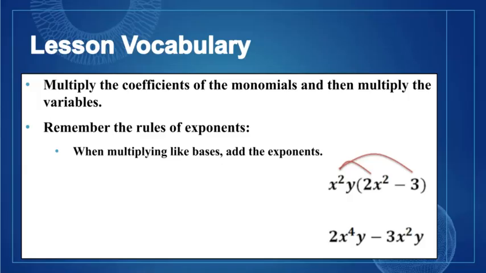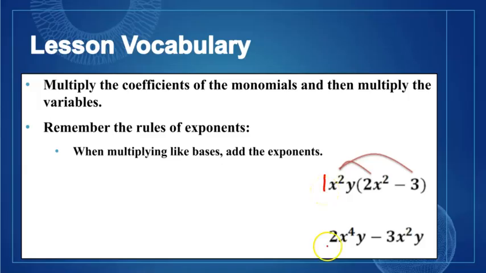So here we're going to multiply the coefficients of a monomial, and then when you have the variables, you're going to multiply the variables with the variables. And remember the rules of exponents. When you multiply like bases, you add the exponents. So if you take a look at the picture here, x squared y times parentheses 2x squared minus 3. If I did x squared y times 2x squared, there's a 1 in front of the x squared. We just never put that in there, but there's a 1 here.